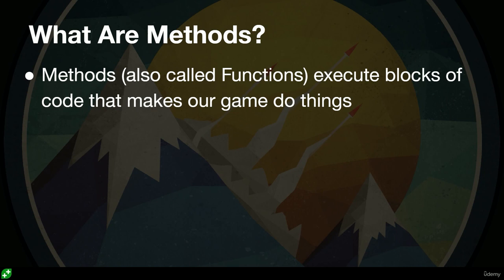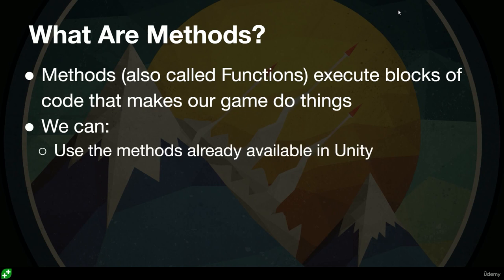Methods execute blocks of code that make our game do things. So methods do stuff, essentially, and we can use the methods already available in Unity that some hardworking programmer in Unity headquarters has created for us to use, or we can create our own methods, and we'll be doing plenty of both of these throughout the entire course.